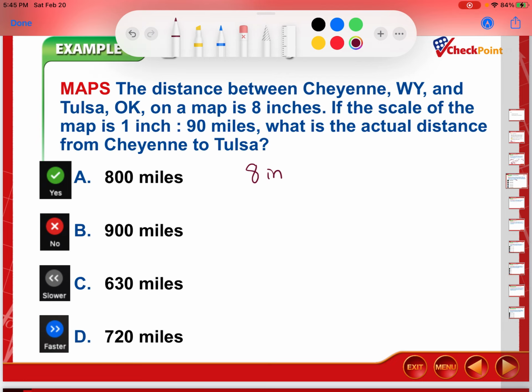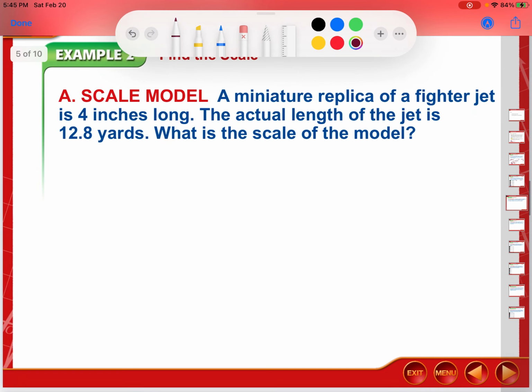So the distance there is 8 inches. The scale on the map is 1 inch equals 90 miles. So if 1 inch equals 90 miles, then 8 times 90 would be the total distance, which would be 720 miles. Lovely, lovely, lovely.